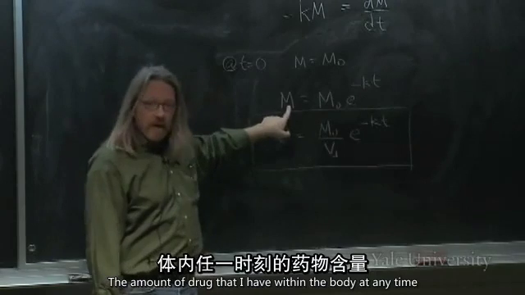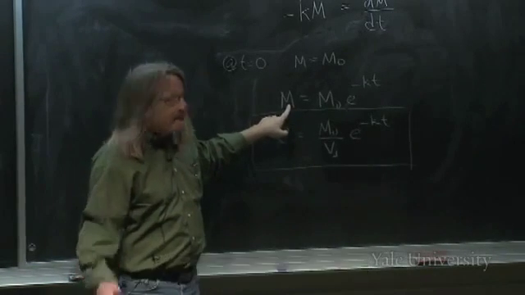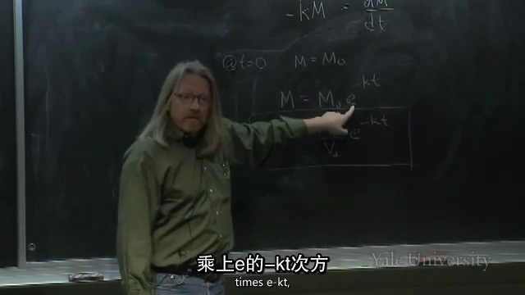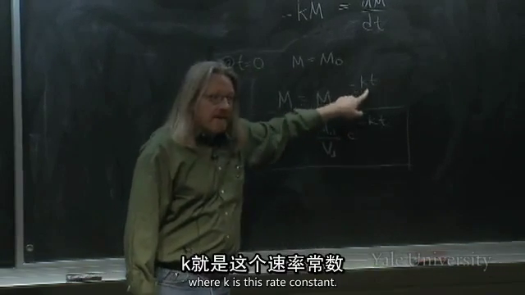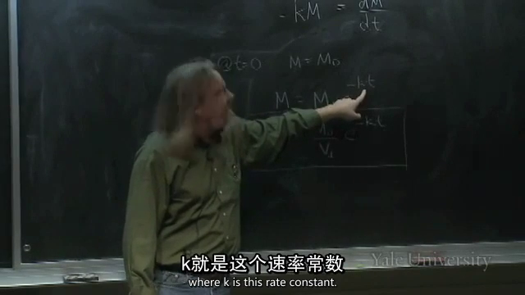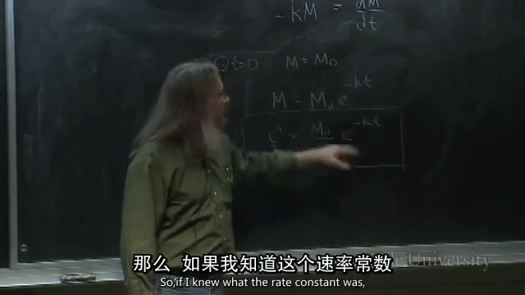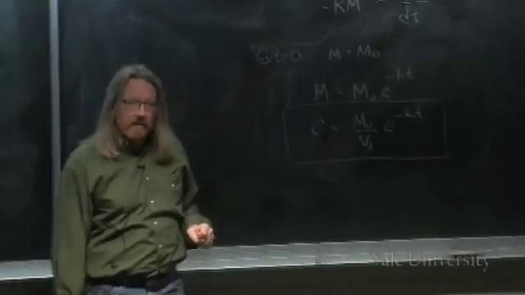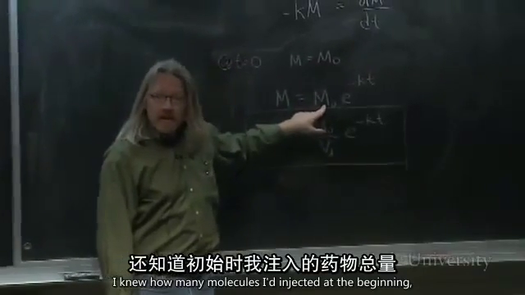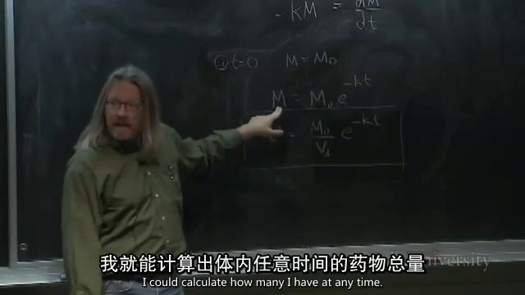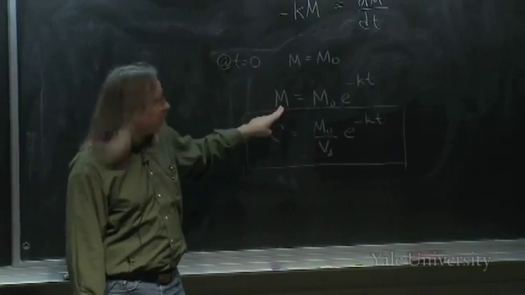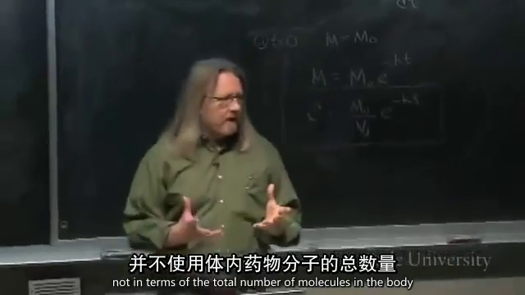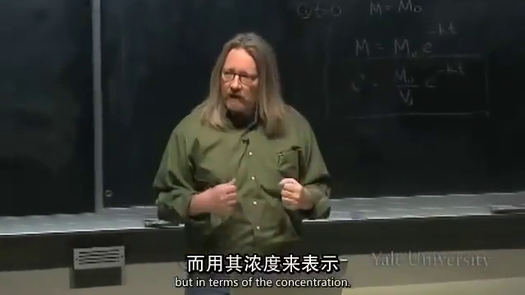The amount of drug that I have within the body at any time is equal to the amount I had at time 0 times an exponential to the minus k times t power, where k is this rate constant. So if I knew what the rate constant was, I knew how long after the injection, and I knew how many molecules I'd injected at the beginning, I could calculate how many I have at any time, right? And another way to write this is to write not in terms of the total number of molecules in the body, but in terms of the concentration.